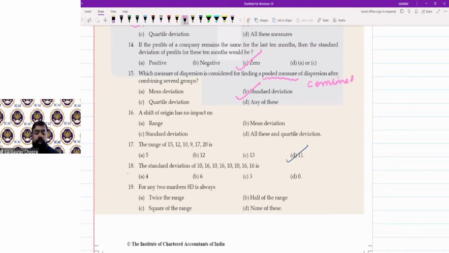Okay. 16. A shift of origin has no impact on. तो change of origin किसको affect नहीं करता है? किसी को भी affect नहीं करता. Neither range nor mean deviation and nor standard deviation. So option is D, all of these and quartile deviation. So all these do not get affected. Okay.